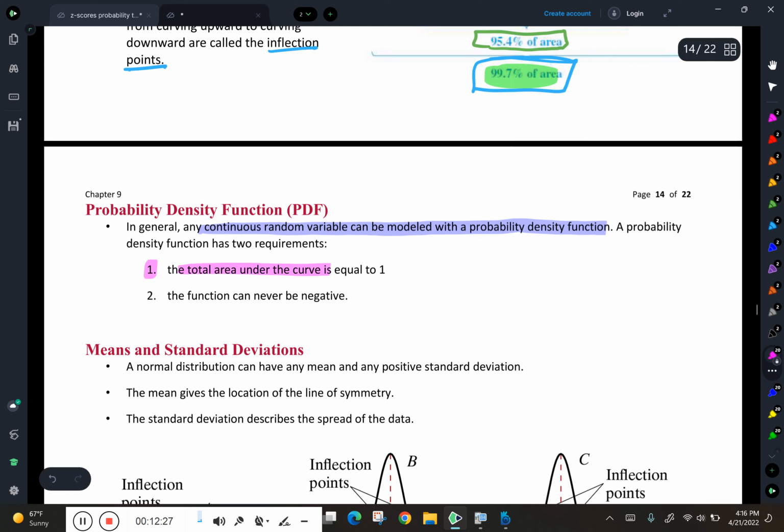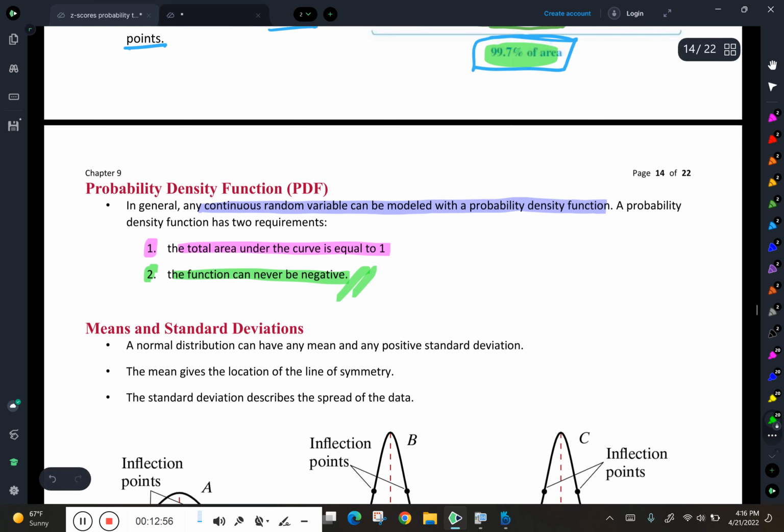1, the total area under the curve must be equal to 1 for the interval that we care about for the function. And 2, the function can never go negative, meaning the function will always be above the x-axis, because if it went below, then the area under would be negative. Remember that from calc? And if it was negative area, that would be negative probability, and negative probability doesn't make sense. So it can never go negative, right?